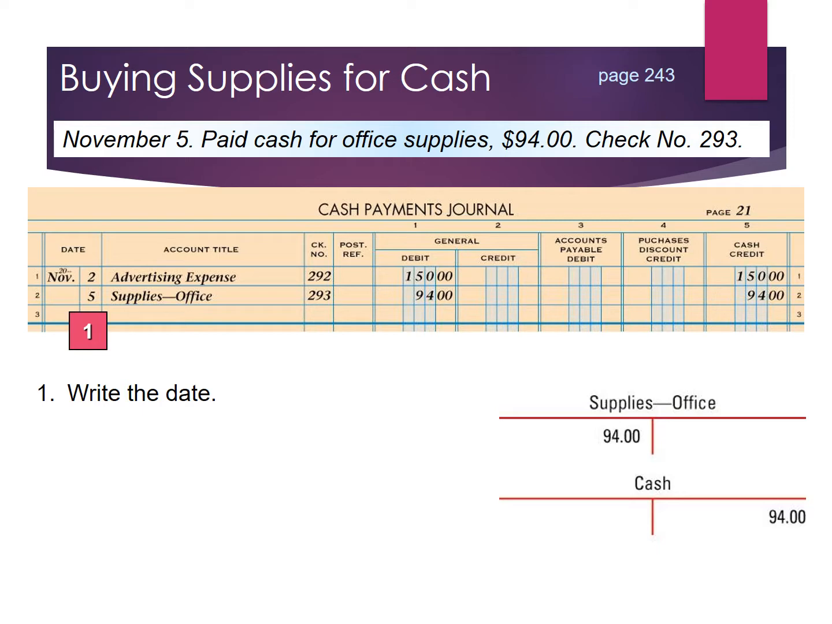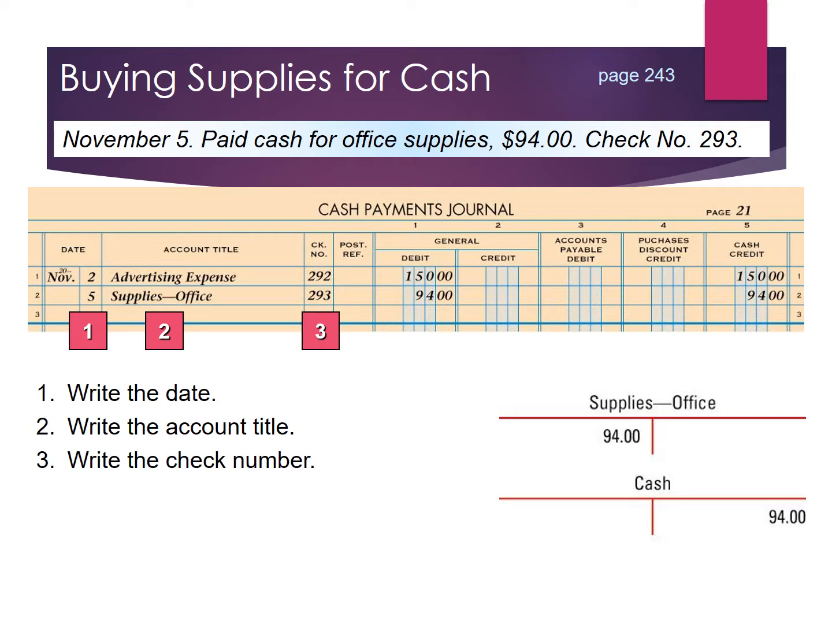First, we will write the date. Then we will write the account title. And then we know that supplies office is going to be debited, so we check to see if we have a specialty column that applies to supplies office. We do not. Columns 3, 4, and 5 do not apply to supplies office, which means that we are going to write our check number underneath our check number column and then record our general debit column for supplies office for $94.